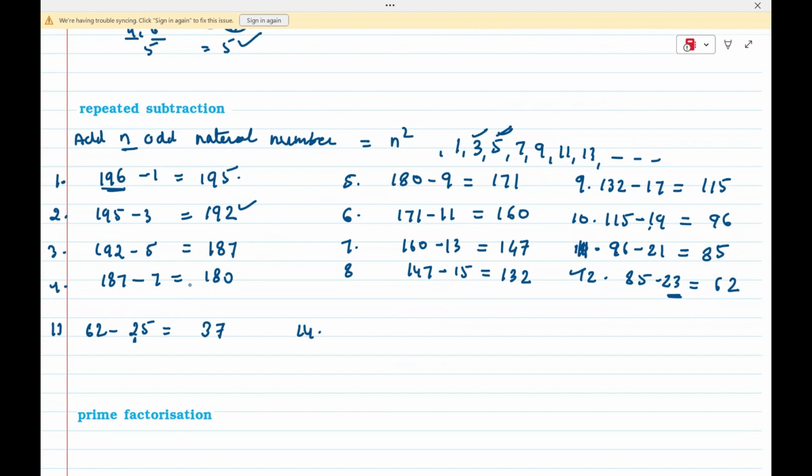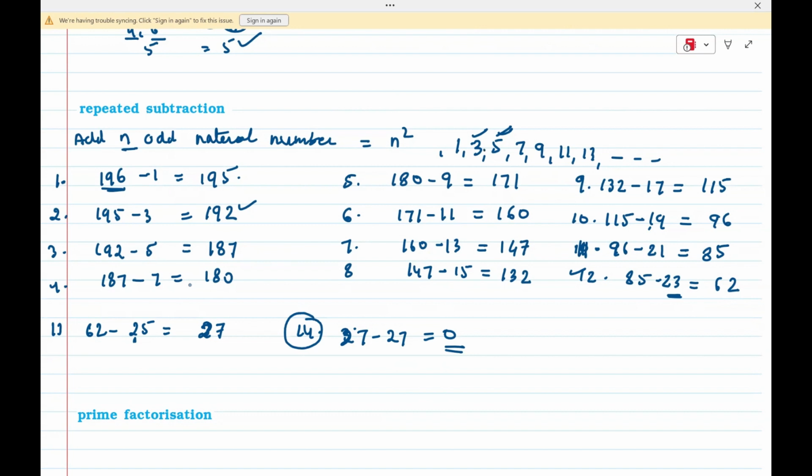And next one, the 14th number. Just check if I'm doing it correctly. No, this should be 27. Now 37 minus 27 is 10. Now I finally got 0, so I need to stop here. And how many odd natural numbers have we subtracted? We have subtracted 14 odd natural numbers.